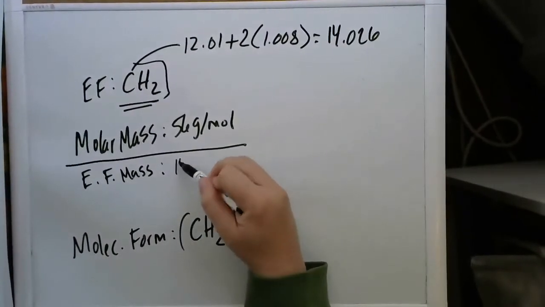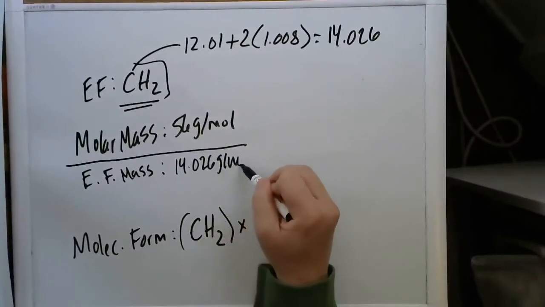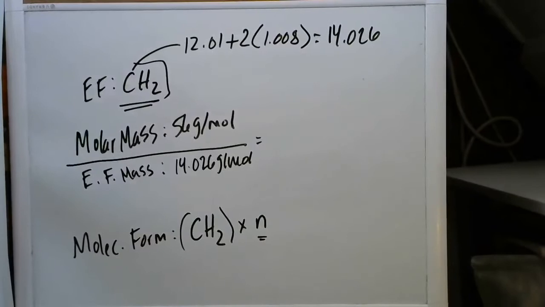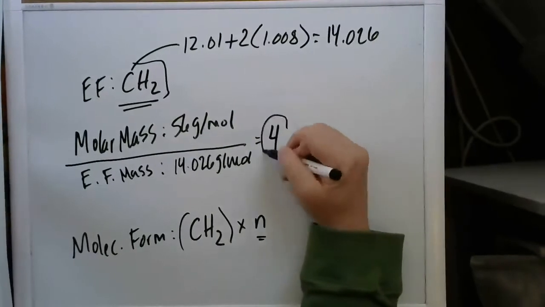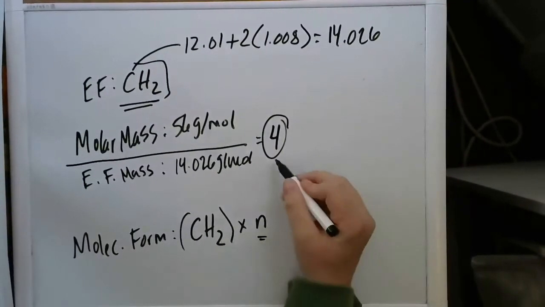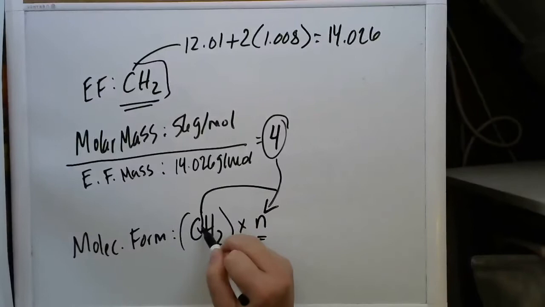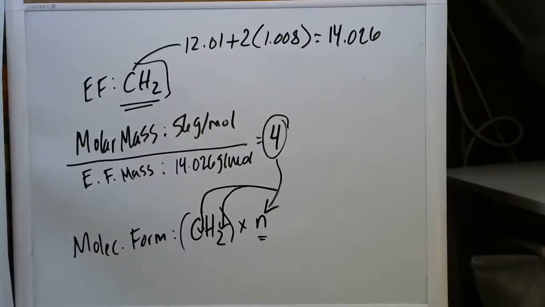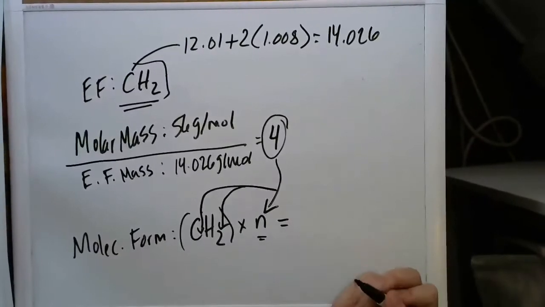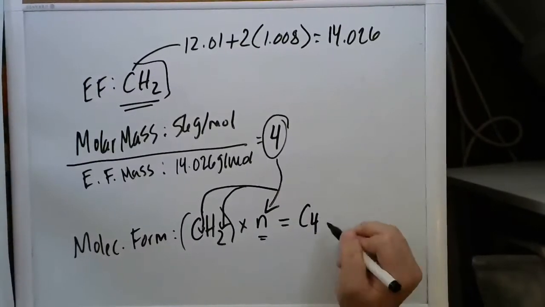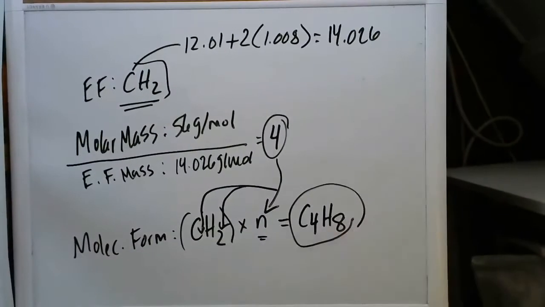Okay, so we're going to put that on the bottom here. And we're going to see what our n value is. And we get something that's very, very close to 4. Okay, so we're going to substitute 4 right there. So we're going to multiply each of the subscripts of the empirical formula by 4. And that's going to give us our molecular formula. So it's C4H8. Okay.